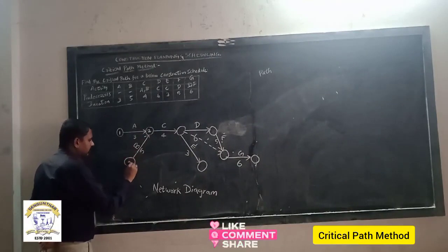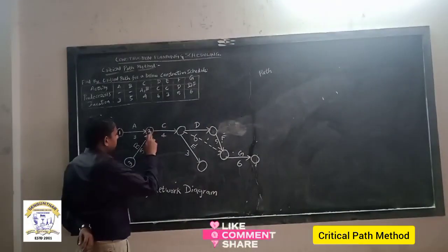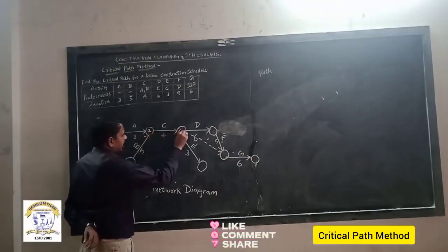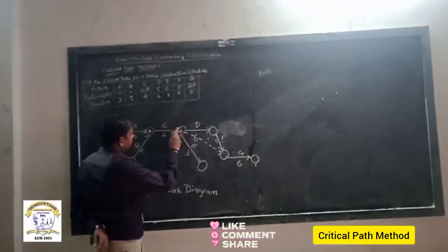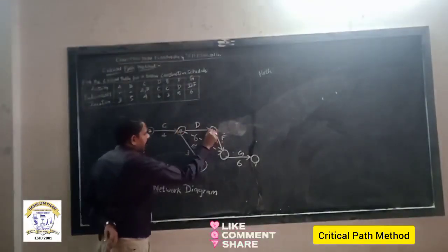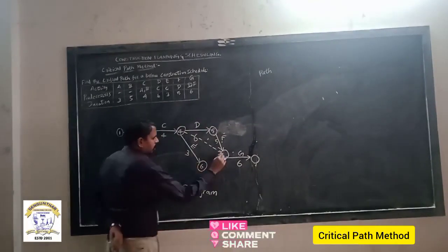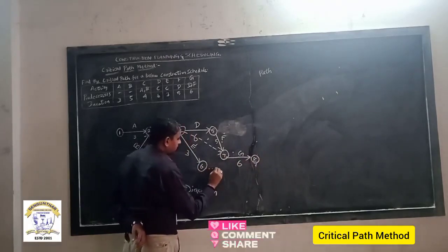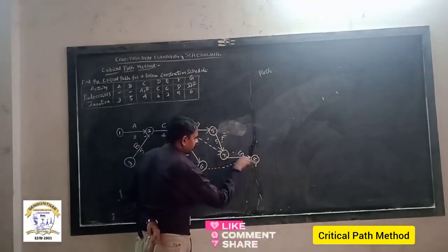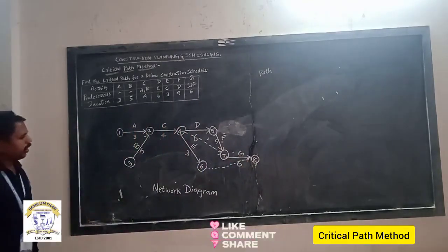For B, I number it 3. Already I numbered here, that's why I don't number here. The next activity is C. I already made 2 here. I name here 4. Then after C, after D, here 4, I number it 5, then 6, then 7, then 8. Finally I end up with one dummy activity here, which goes there, right? So this is the network diagram.